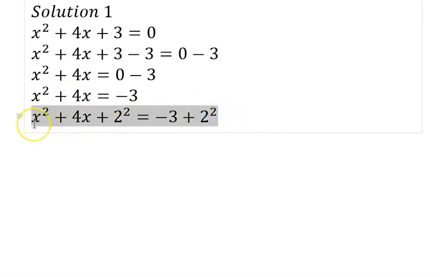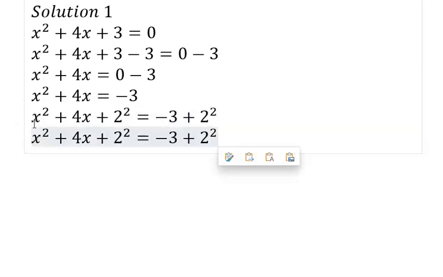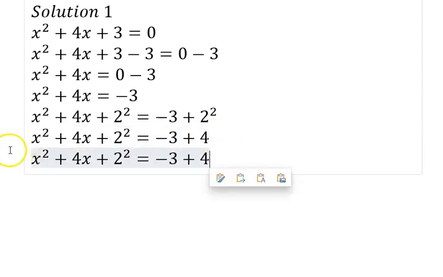Beautiful. Having done that, 2 raised to power 2 will give us 4. Beautiful. Minus 3 plus 4 is just like saying 4 minus 3 to give you 1. Minus 3 plus 4 will give you 1. It's just like saying 4 minus 3 will give you 1.